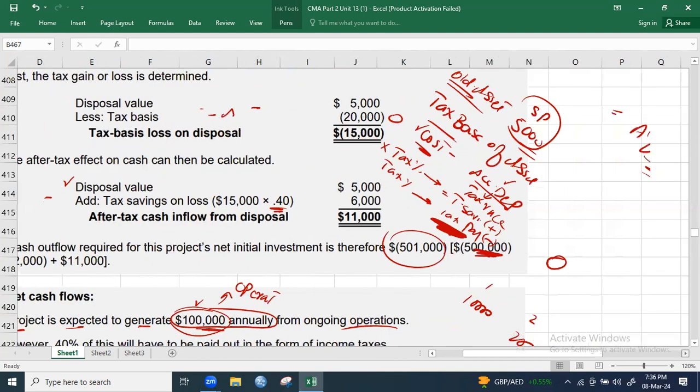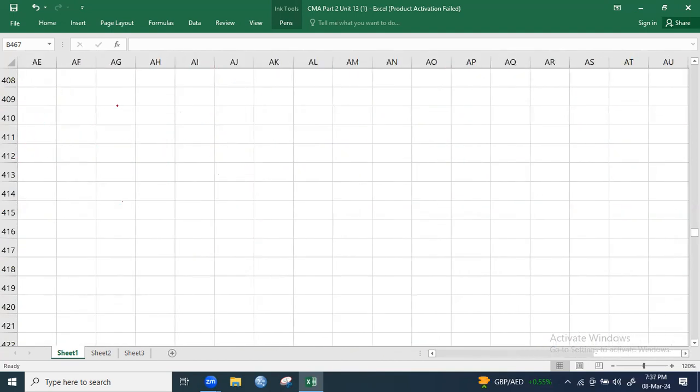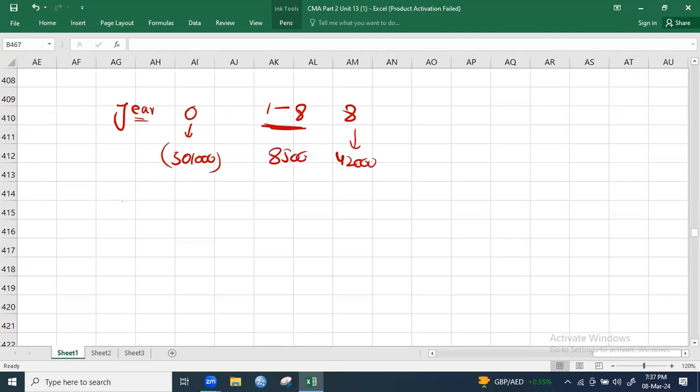Now how will you write the cash flows in the timeline? You will write years 0, then 1 to 8, and then I'm putting 8 also separately. Why? In year 0, you will write the initial investment, which is 501,000. Here you will place project termination cash flows, which are, for example, 42,000. And in years 1 to 8, operational cash flows, which are 85,000. Year 1 is 85,000, year 2 also 85,000, and so on up to 8 years.